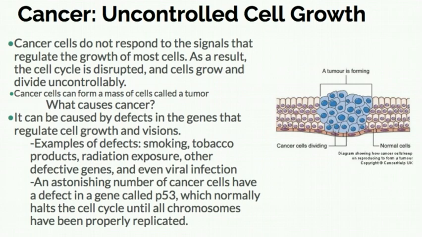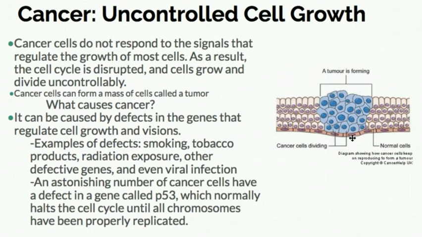So lastly, we're going to talk about cancer really quickly, and cancer is just uncontrolled cell growth. Cancer cells do not respond to the signals that regulate the growth of most cells, and as a result, the cell cycle is disrupted and cells can grow and divide uncontrollably. Cancer cells can also form a mass of cells called a tumor, which you can see here.